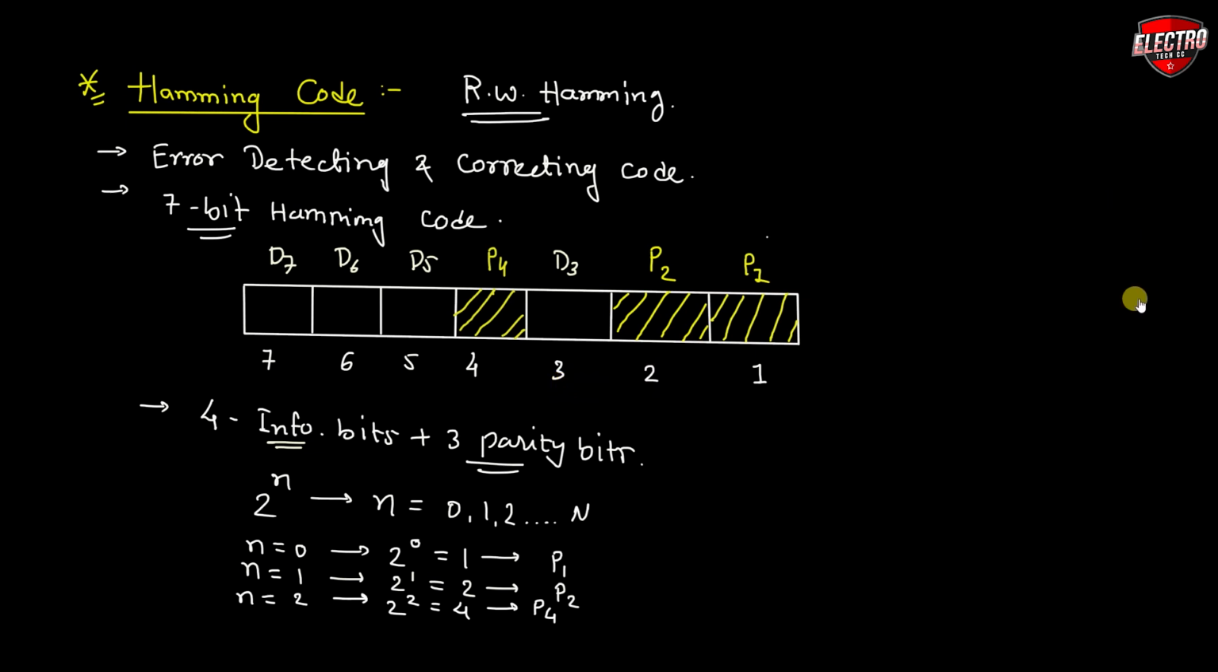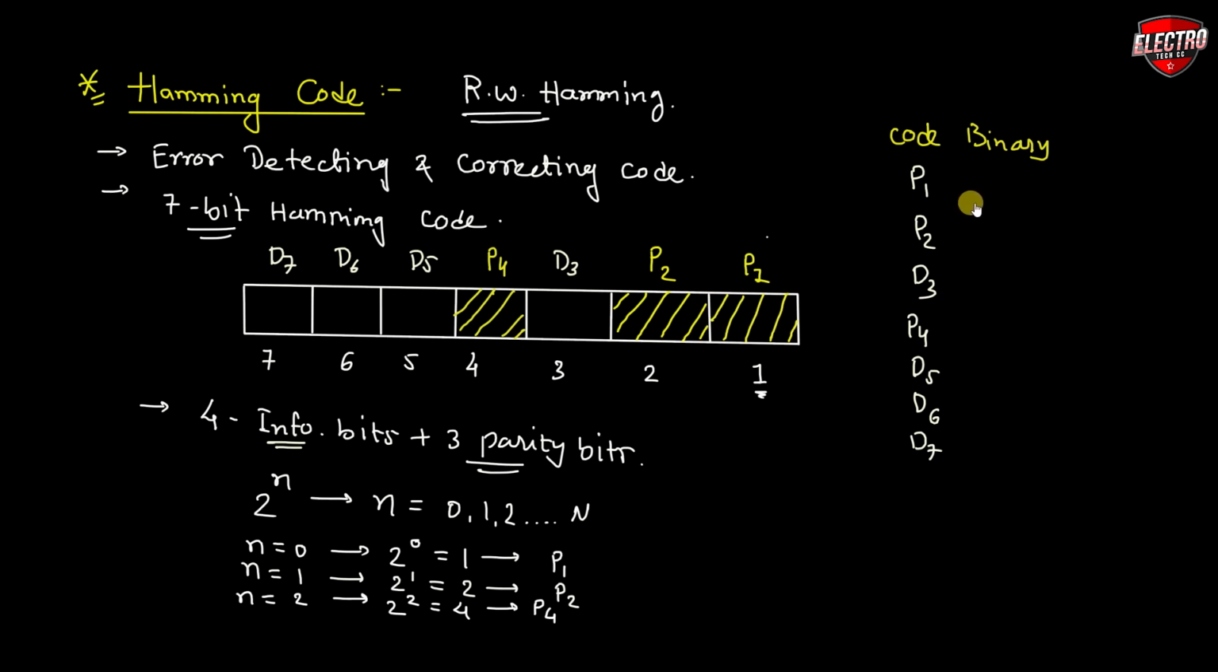Now, the value of parity bits can be found with the help of binary information. For example, if I write all the bits over here like P1, P2, then D3, then P4, then D5, D6 and D7. Okay. Now the binary value.